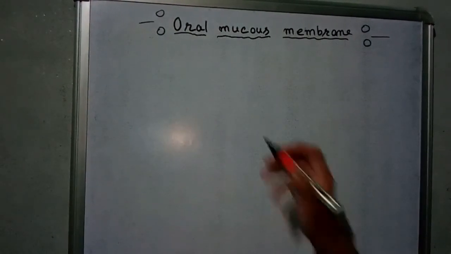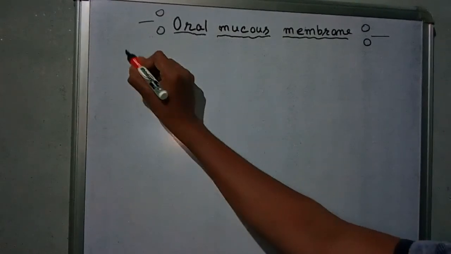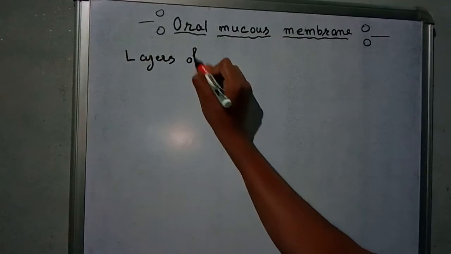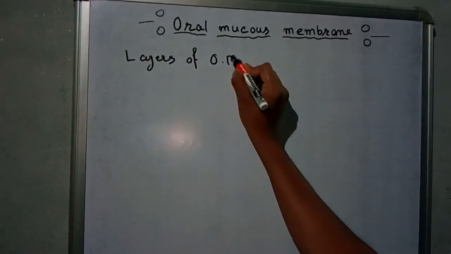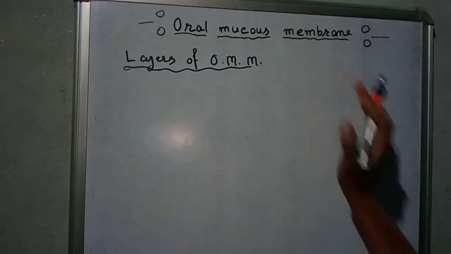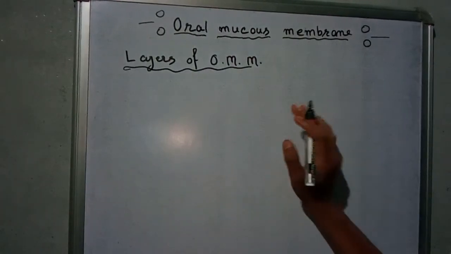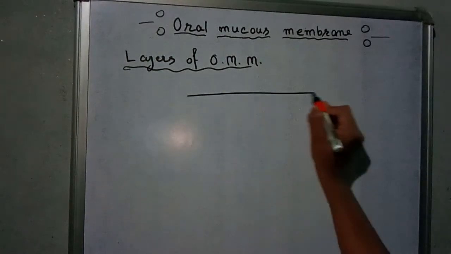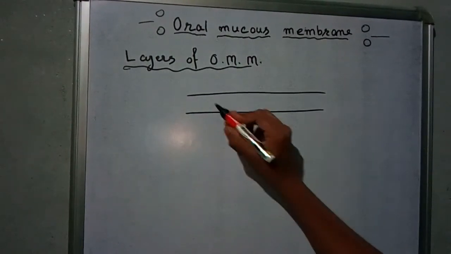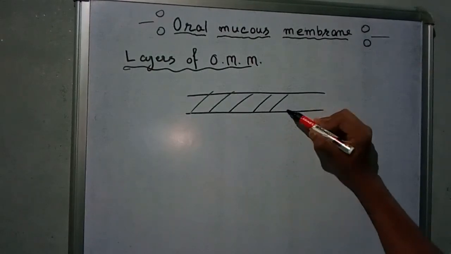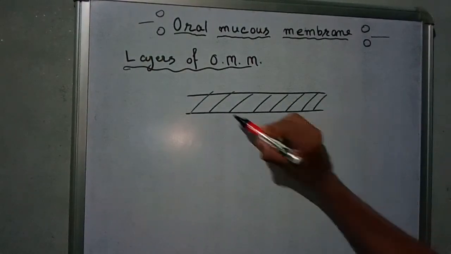So hello, now let's talk about the layers of oral mucous membrane. Oral mucous membrane has four layers. This is the layer of oral mucous membrane.